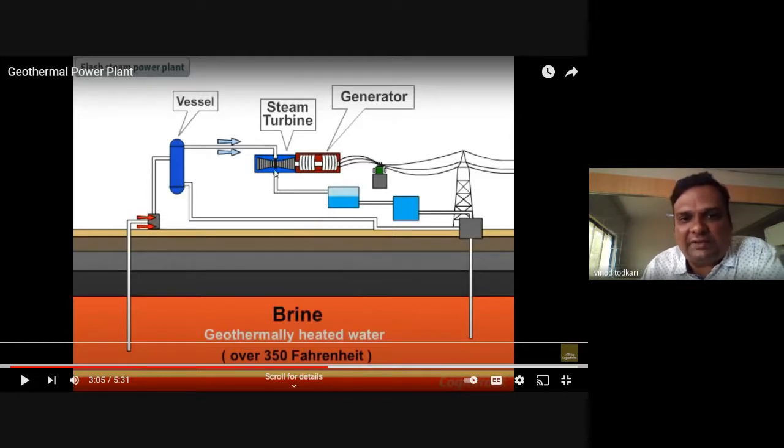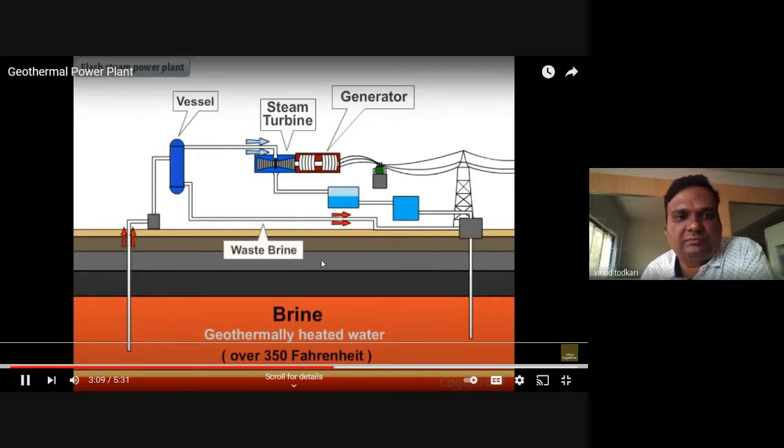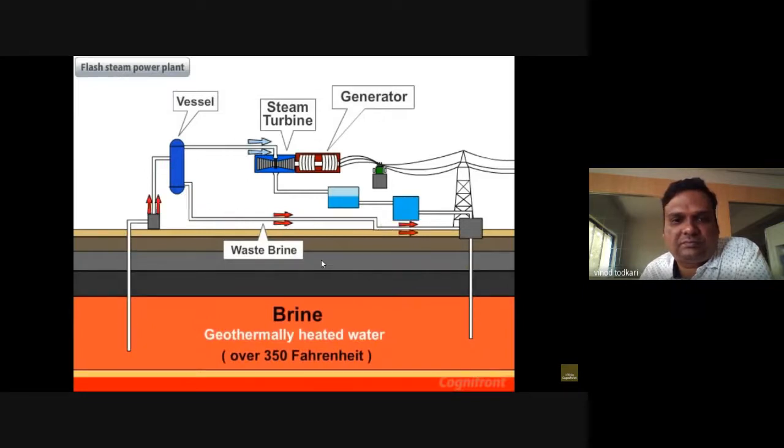And this is the outlet of the turbine, right, which is given to the condenser, and after condensing this is given to the injection well. So this is the production well, this is the injection well, right, and this is the vessel which is used for separating moisture from the steam. The waste brine is injected back into the earth.